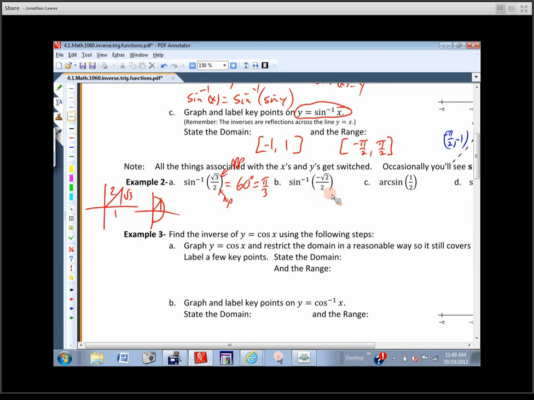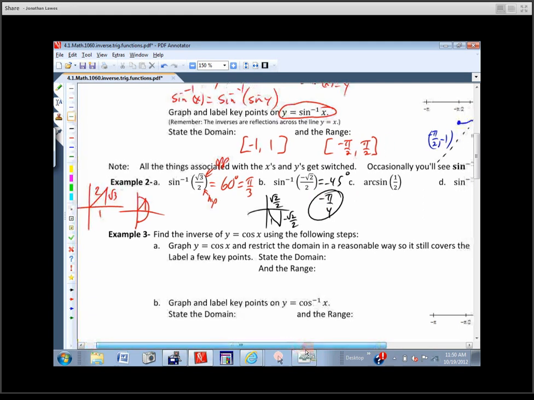Sine inverse of negative radical 2 over 2. That's going to be the y coordinate on the unit circle, or if you want to draw a picture for that, it would have to be in quadrant 4. That's negative radical 2 over 2. This is 1 on the unit circle, and that's radical 2 over 2. So what's the answer to this? Okay, negative 45 or negative pi fourths. Okay, just make sure you pay attention to the instructions, how they're asked. Do they want it in radians or degrees?